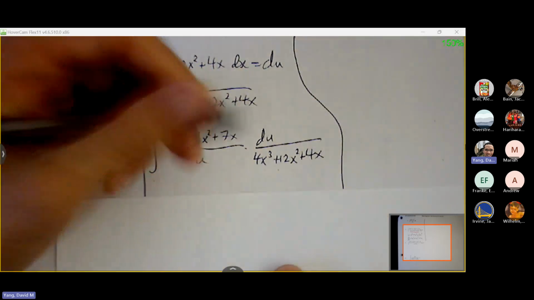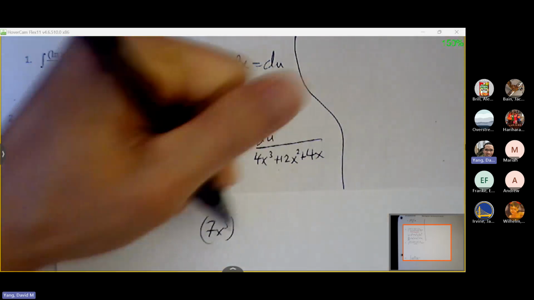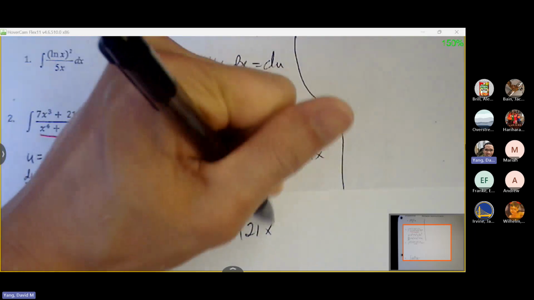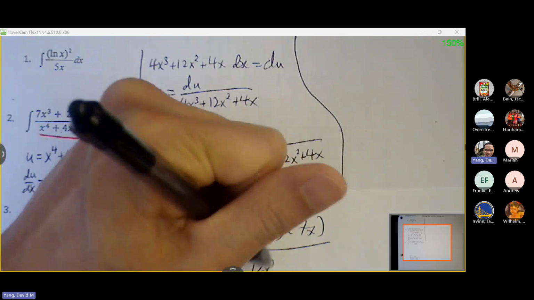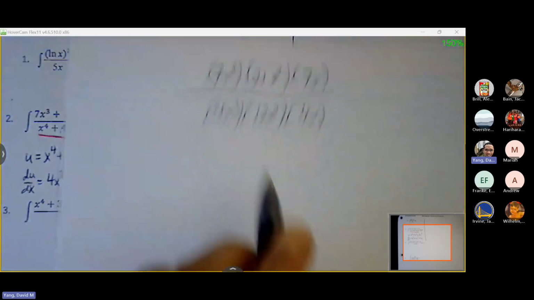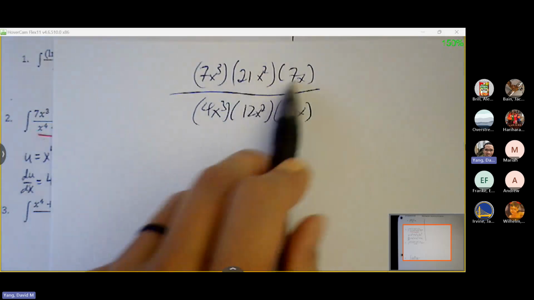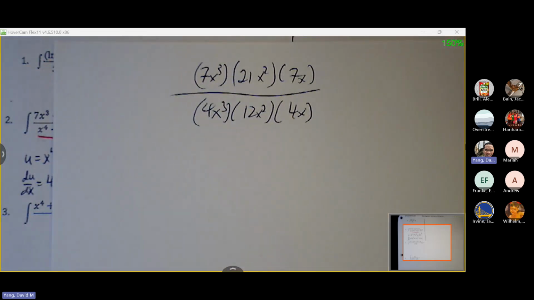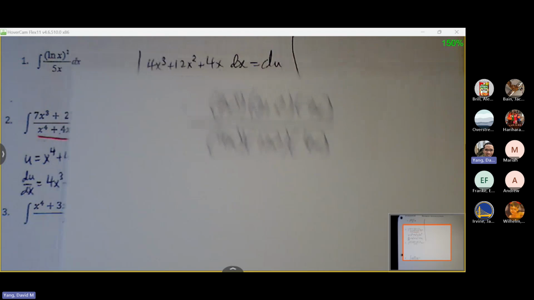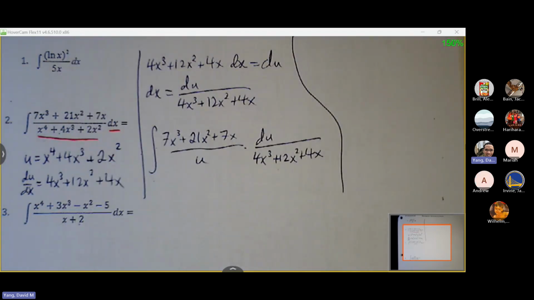Now, having said that, if it was, for some reason, like 7x cubed times 21x squared times 7x over 4x cubed times 12x squared times 4x, then you can just cancel anything that you see, and that's fine. But as soon as you see plus or minus, all bets are off. Sure, yeah. Then you can do all those properties you were mentioning, and that all works. But as soon as things are being added and subtracted, it's not as clean as you would like.